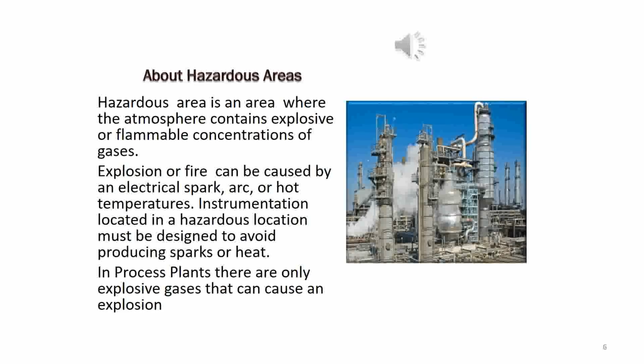Hazardous area is an area where the atmosphere contains explosive or flammable concentrations of gases. Explosion or fire can be caused by an electrical spark, arc, or temperature. Instrumentation located in a hazardous location must be designed to avoid producing sparks or heat. In process plants, there are only explosive gases that can cause an explosion.